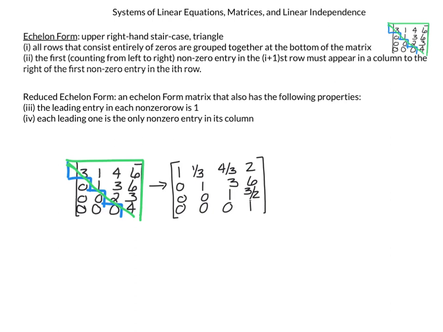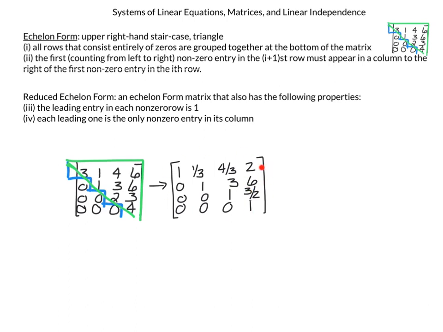The next requirement is each leading 1 is the only non-zero entry in its column. So here, 1 is the only non-zero entry in its column. Here we do have a non-zero entry, so we would have to do some elementary row operations to get rid of the 1/3. Here we would have to do some elementary row operations to get rid of these numbers, as well as here we'd have to get rid of some numbers up here.